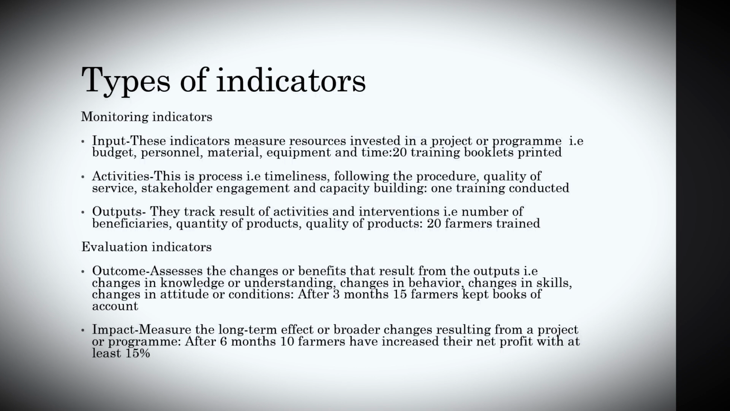Evaluation indicators. Evaluation indicators assess the changes or benefits that result from the output, i.e. changes in knowledge or understanding, changes in behavior, changes in skill, and finally changes in attitude or conditions. In our project, we printed 20 booklets, which is our input, and then we conducted one training, which is our activity, and then we trained 20 farmers, which is our output.